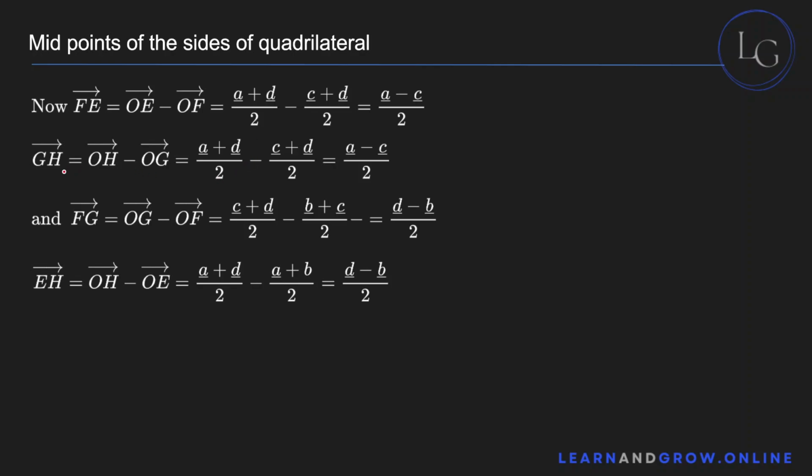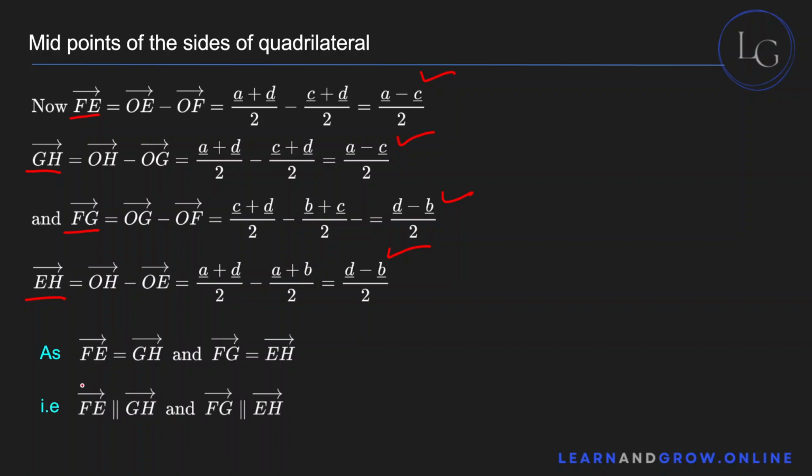So you see that FE and GH give you the same result, A minus C over 2, which means that both those two sides are parallel. And similarly for FG and EH, when you do all the calculations, you find out that they are parallel as well, which means that the two opposing sides are parallel, which means that this is indeed a parallelogram, right? Because when the two opposing sides are parallel in a four-sided quadrilateral, that means that it is a parallelogram.